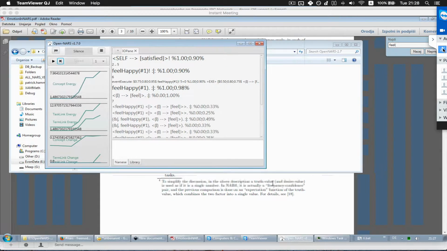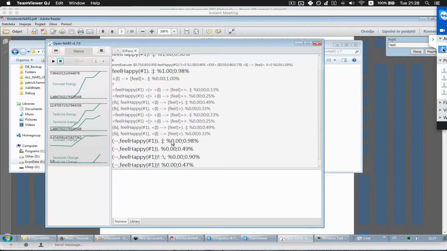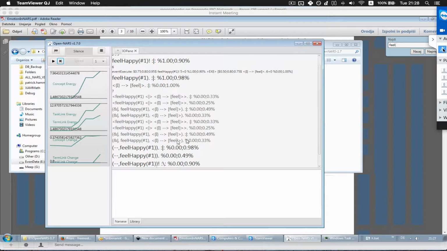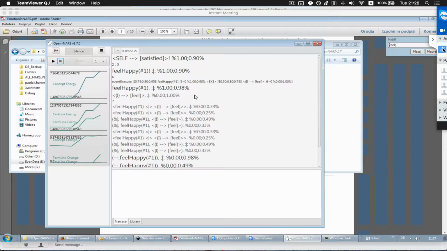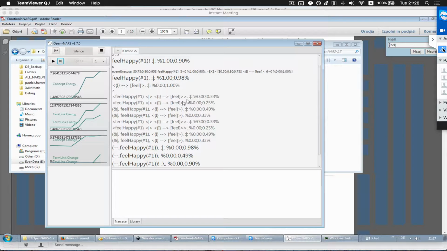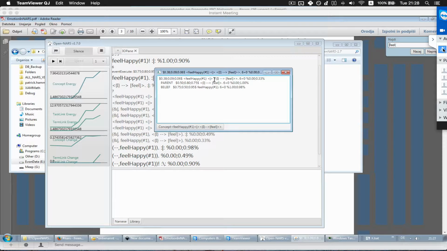The result event is not necessarily represented. I think it modulates the frequency. It should not be very happy at the moment, because we entered a goal which is unsatisfied. And this one should be called, instead of "I feel", should be called "self satisfied". But it doesn't matter, currently it's called this way.